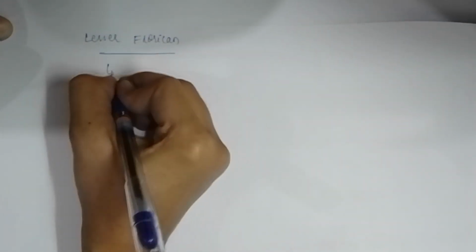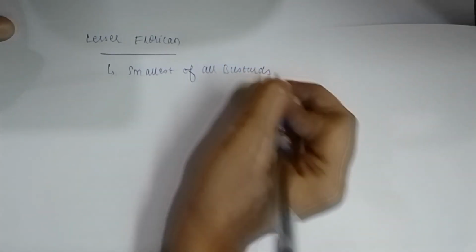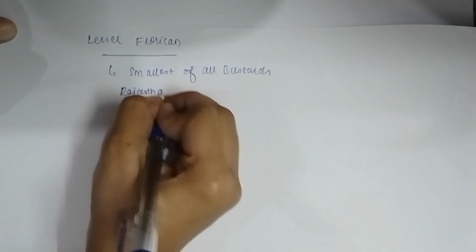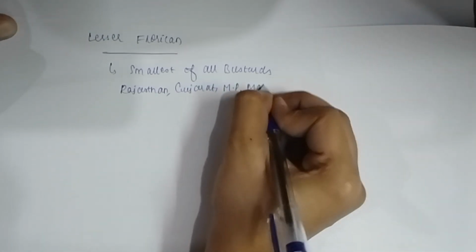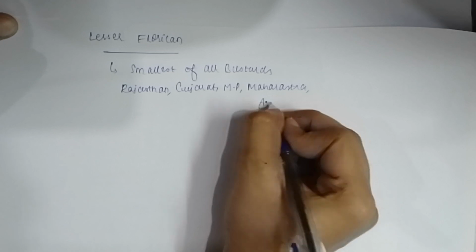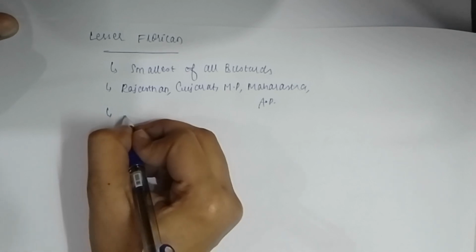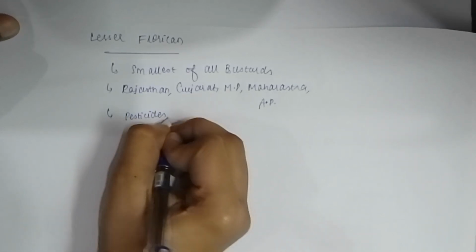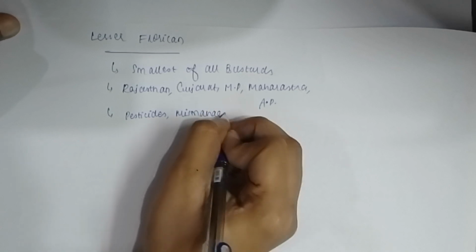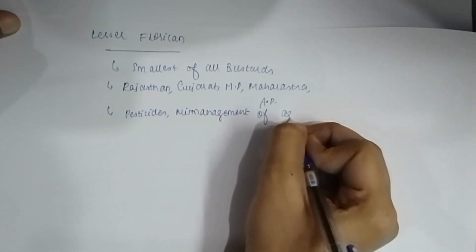Coming to the lesser Florican, we'll talk about it now. The lesser Florican is the smallest of all bustards, and the habitat includes Rajasthan, Gujarat, Madhya Pradesh, Maharashtra and Andhra Pradesh. Then with regards to the threats, pesticides and mismanagement of agro grasslands.